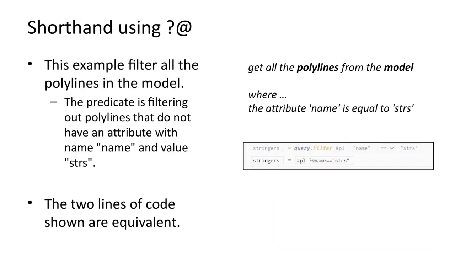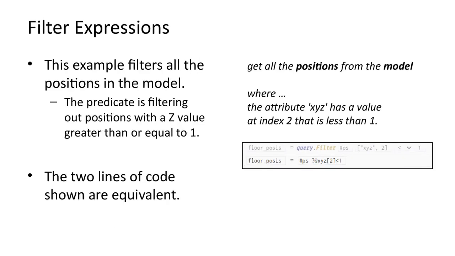This example can be read as follows. Get all the polylines from the model where the attribute name is equal to strs. This example can be read as follows. Get all the positions from the model where the attribute xyz has a value at index 2 that is less than 1.